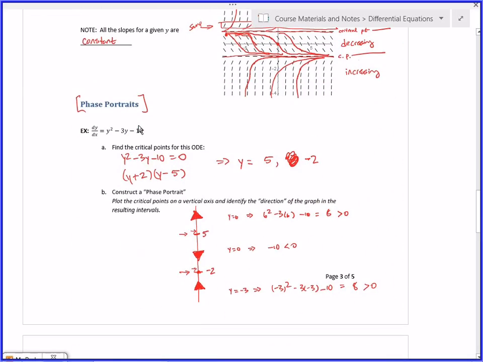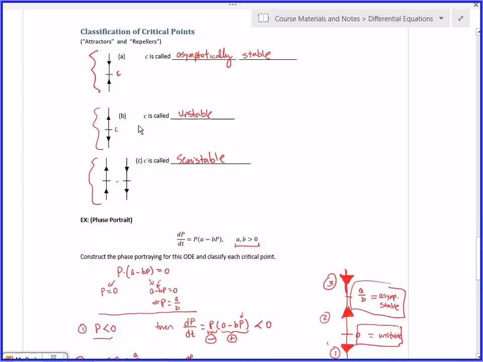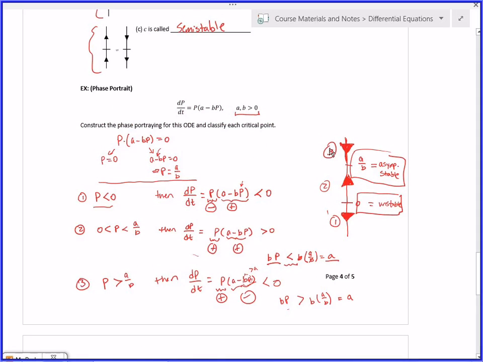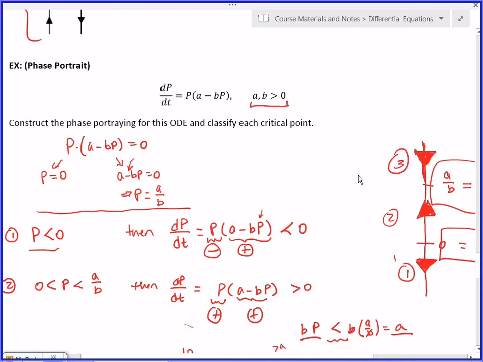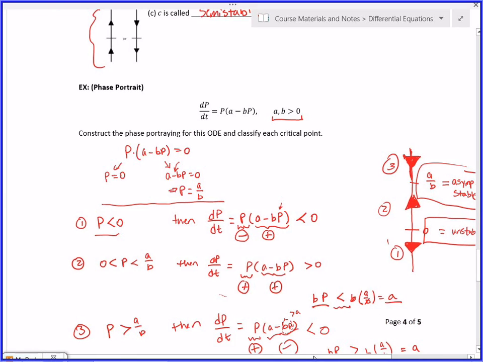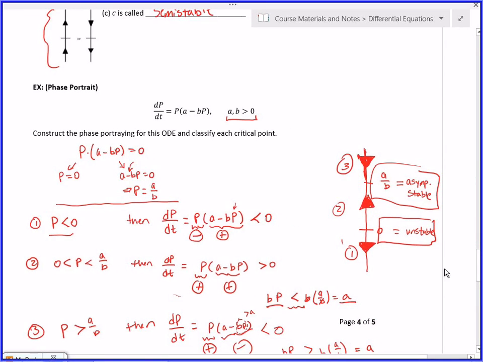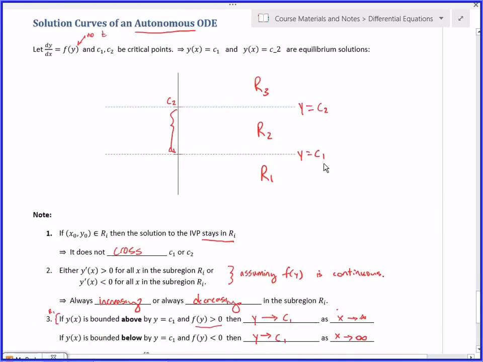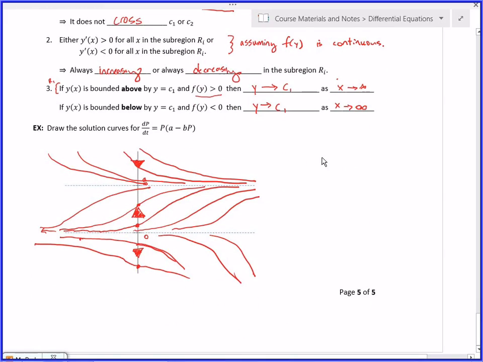This is 2.1 in your notes. This is this problem right here from 2.1. See it? dP/dt equals P times (A minus BP). You've seen it before. What did we do with it? We found its phase portrait. And then we drew pictures of what the curves look like.